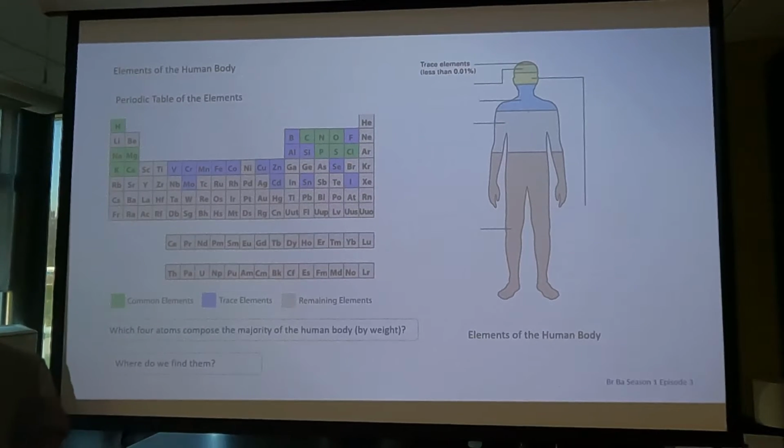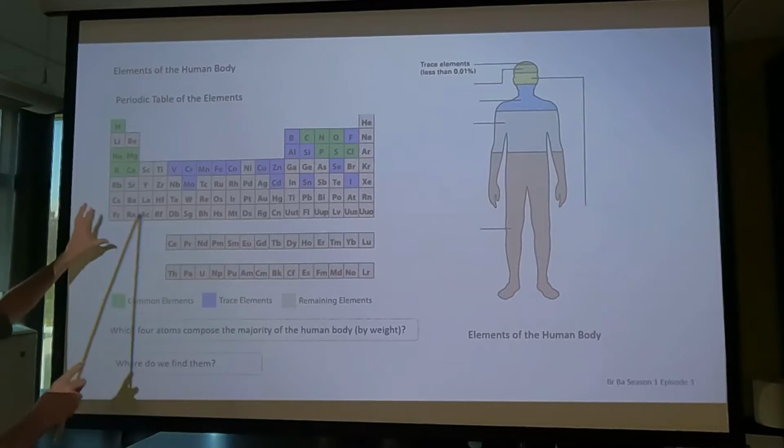All right, so today I want to start off with the smallest level of biological complexity. And I want to talk about atoms. I want to talk about elements. And specifically, I want to talk about the elements that we find in the human body.